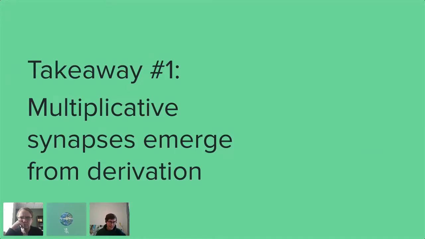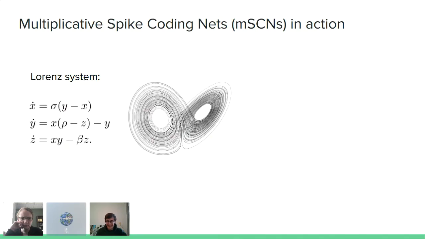So the first takeaway from these slides is that under our assumptions, the necessity for multiplicative synapses emerges from derivation. Moreover, this shows exactly how to combine local nonlinearities to achieve network computations. So this is very cool in theory, but you might ask me, do these networks actually work in practice? And the answer is yes.